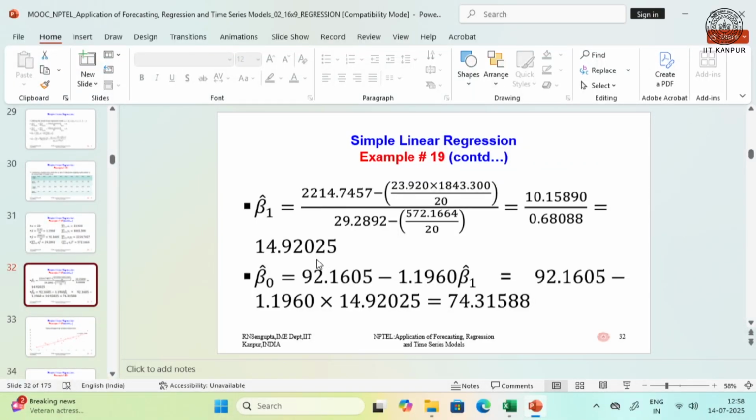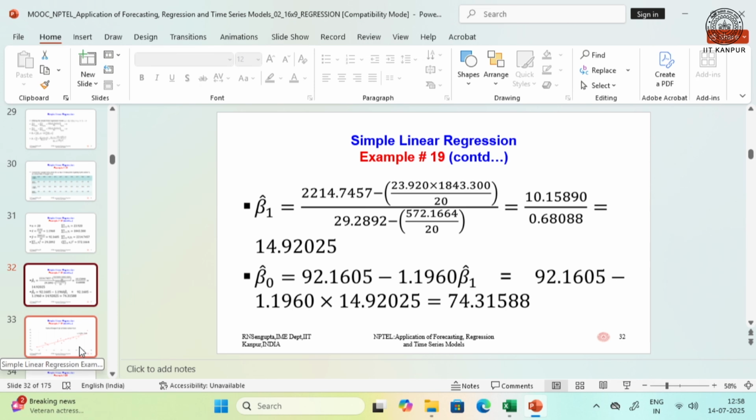And what is beta naught? If you remember the equation, y is equal to mx plus c, c was the intercept on the y axis. So, the intercept comes out to be 74.315. So, the equations we have already solved. Now, let us plot it.